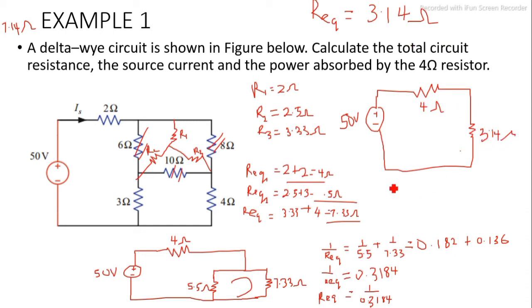They are in series. That means the total R equivalent that we're looking for is what? 4 plus 3.14. So that means our R equivalent is what? 7.14 ohms. So that's the R equivalent of this circuit that we have to find, which is the same thing as the first one we did.